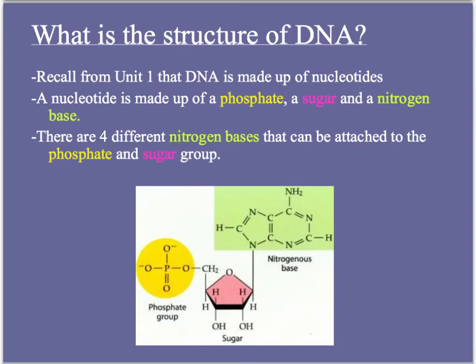Recall from Unit 1 that DNA is made up of nucleotides. The monomer of nucleic acid is a nucleotide. A nucleotide is made up of a phosphate, a sugar, and a nitrogen base. There are 4 different nitrogen bases that can be attached to the phosphate and sugar group. So we talked about the phosphate and sugar, and this nitrogen base, or nitrogenous, which just means it contains nitrogen, can have 4 different things attached to it.